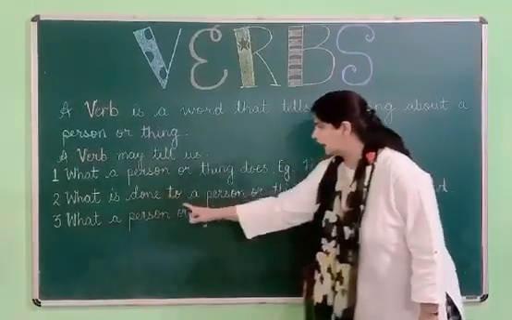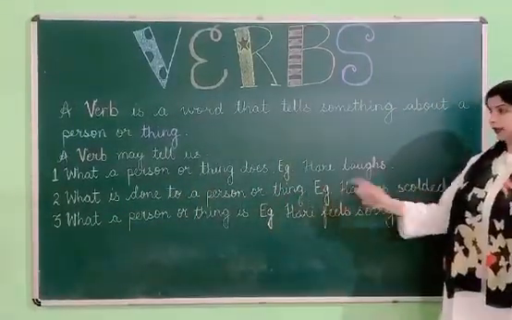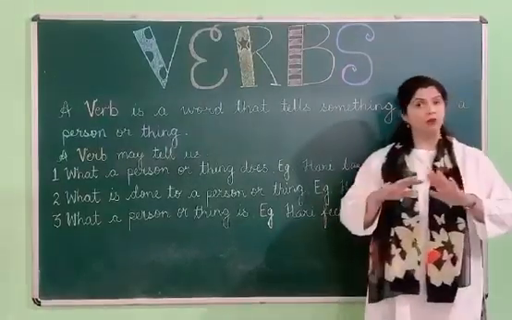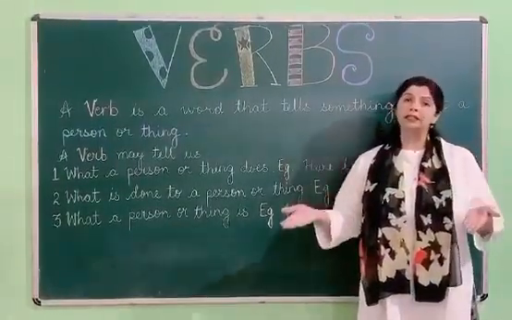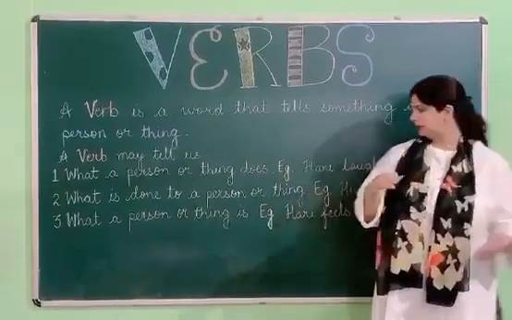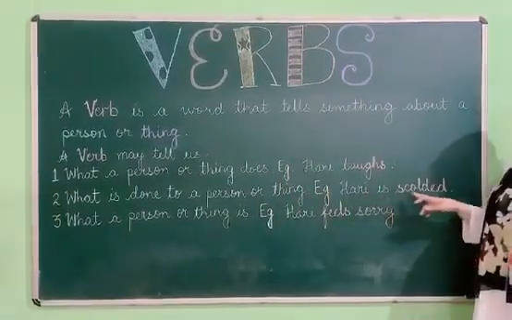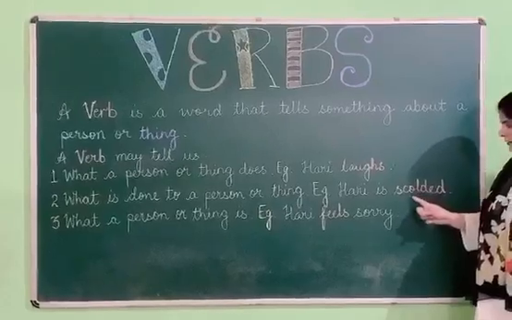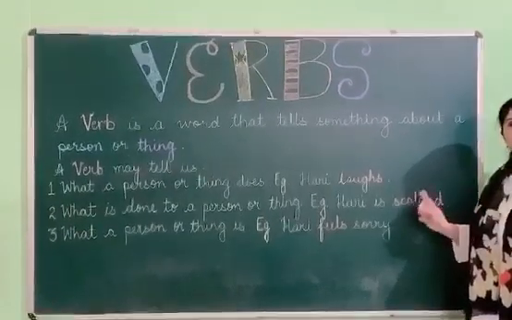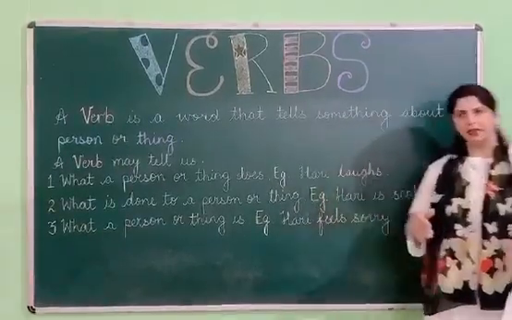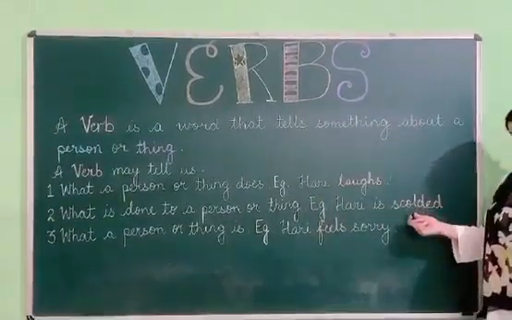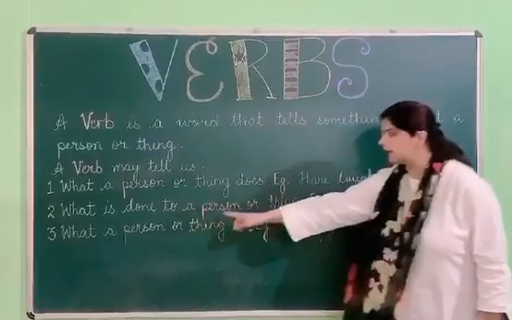Then to the second point. What is done to a person or thing? Now, the person or thing is not doing anything himself or itself. Something is being done to the subject. Like, Hari is scolded. So, where is the action? Action is in the word scolded. Somebody, maybe his mother or his father, has scolded him. So, it is done to a person.